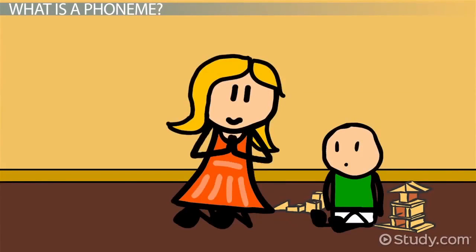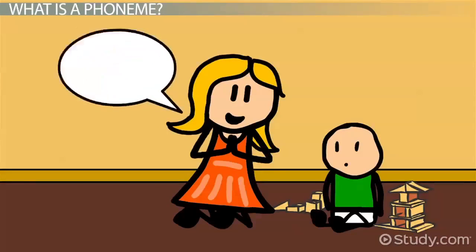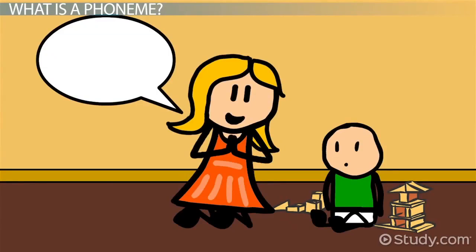Think of when adults try to get a baby to say his or her first word. They often coax him or her to sound out the beginning of a word by repeating that sound, or phoneme, over and over by saying something like m, for mommy. The m sound, often written as /m/, is an example of a phoneme.